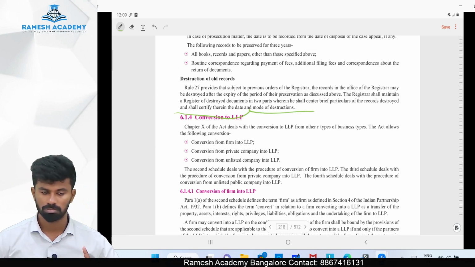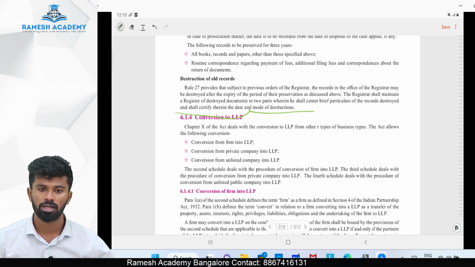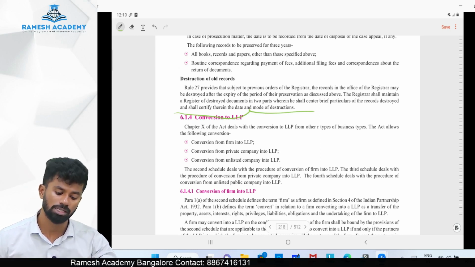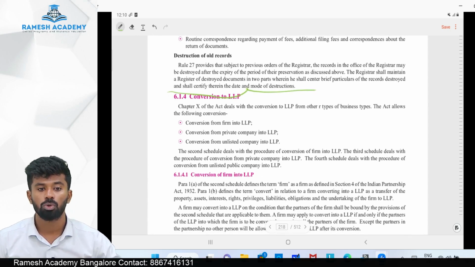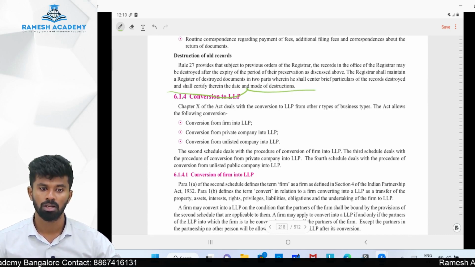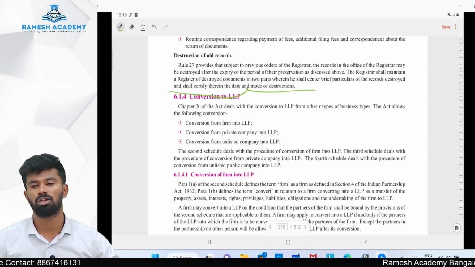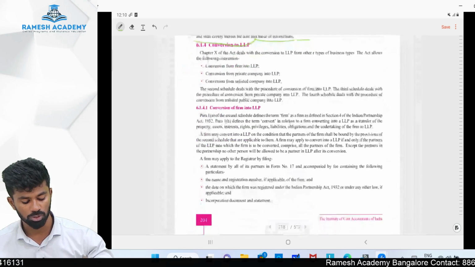We know that the LLP Act has how many schedules? It has 4 schedules. Schedule 1 provides the mutual rights and duties of the partners when the agreement is silent. Schedule 2 provides the conversion of partnership firm into LLP. Schedule 3 provides conversion of private company into LLP. Schedule 4 provides conversion of unlisted public company into LLP.